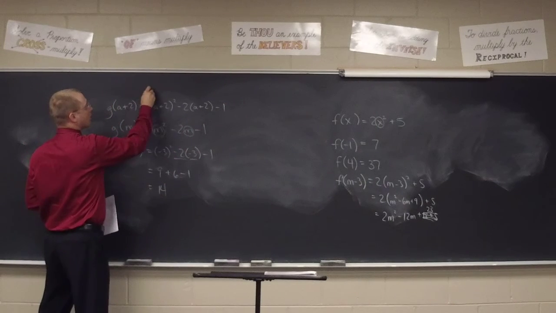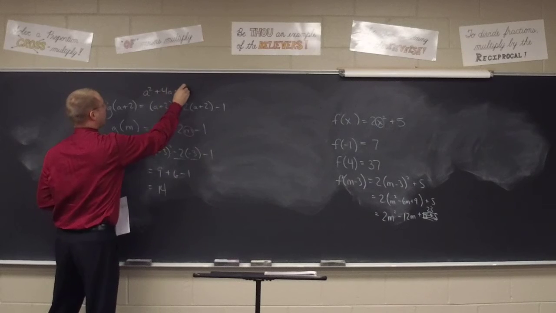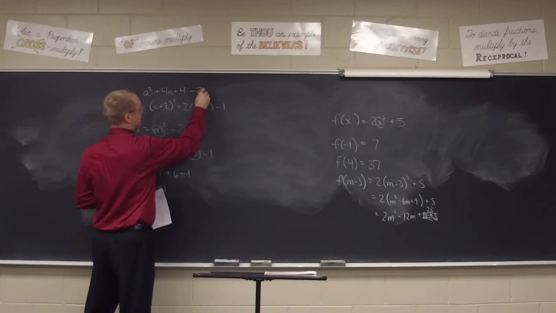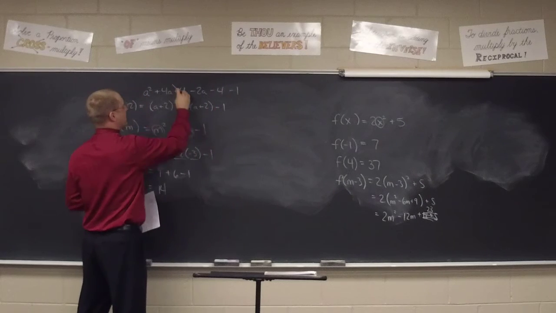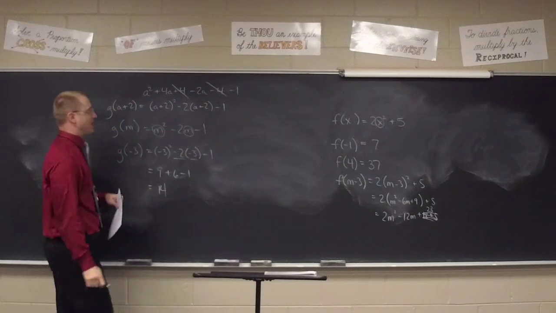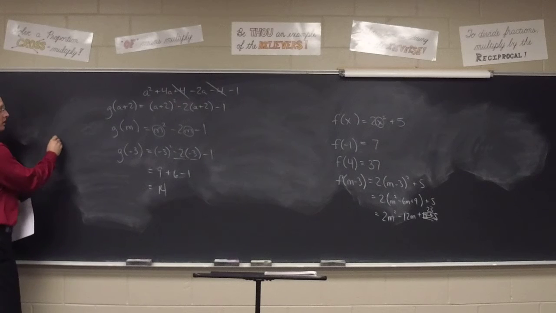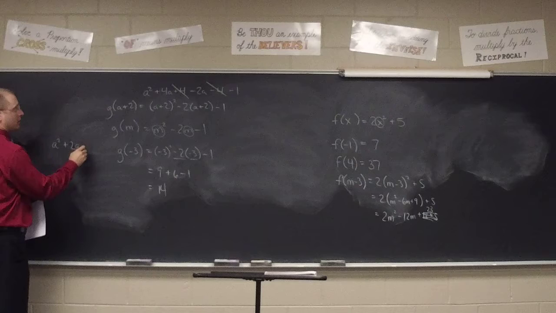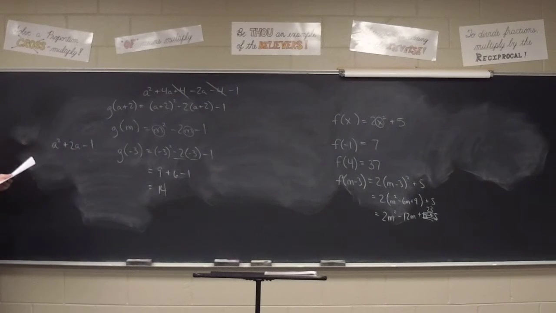we get a squared plus 4a plus 4. And then when we distribute the negative 2, we get negative 2a, negative 4, negative 1. Of course, we can cancel the 4 and negative 4 to end up with an answer of a squared plus 2a minus 1. Or rather, minus 1, and there's our answer. How many had this for g of a plus 2?